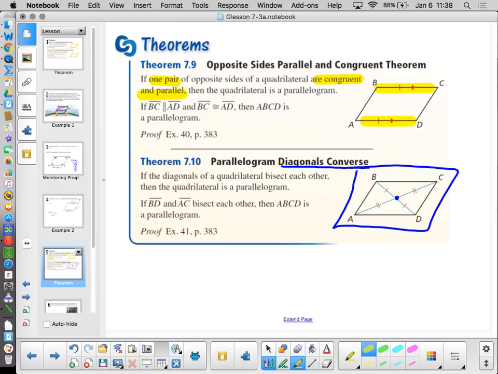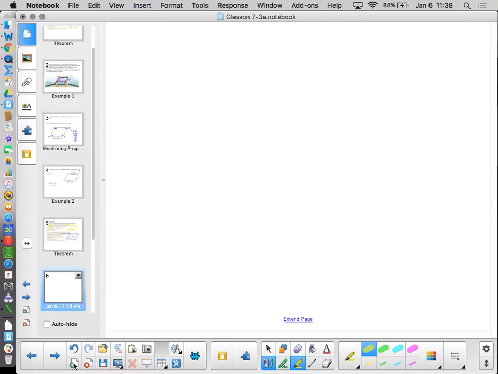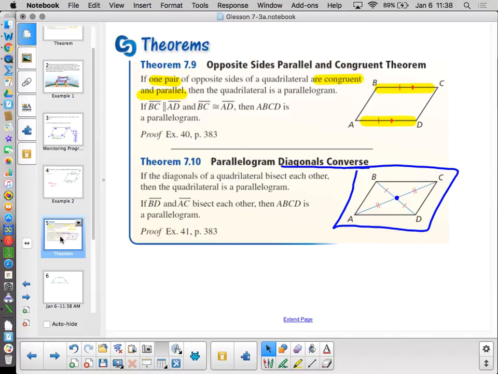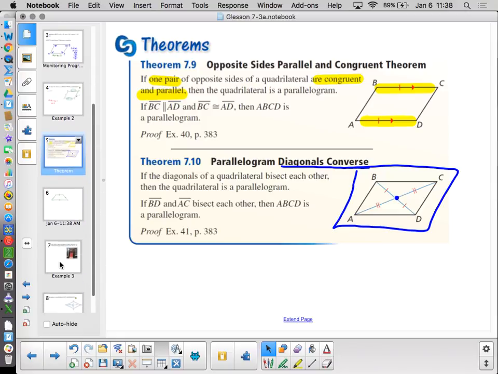One pair of sides congruent and parallel, it must be a parallelogram. So it's not one pair of sides congruent and the other pair of sides parallel. That obviously wouldn't work. Just out of curiosity, could I have one pair of sides parallel and another pair of sides congruent and it not be a parallelogram? Absolutely. Congruent sides, parallel sides, not a parallelogram. It's got to be the same pair of sides that's both congruent and parallel. If that's the case, it must be a parallelogram. So that's a new one for us. That's not really related to our old ones.